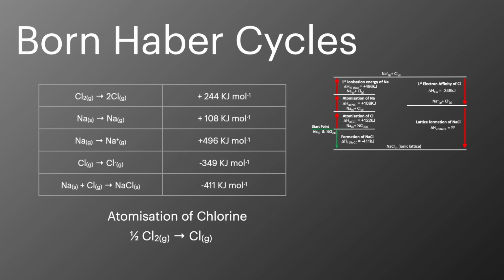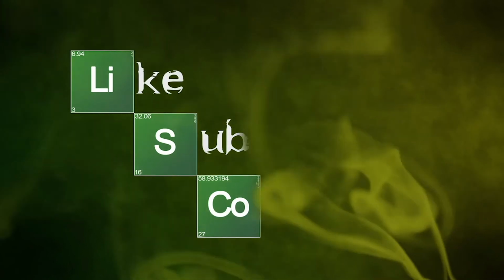So all we need to do there is take the value from the table and divide it by 2 to get our actual atomization of chlorine, which is 122 kilojoules per mole, which we can then put into our Born Haber cycle. Hope you found this really quick exam tip useful.